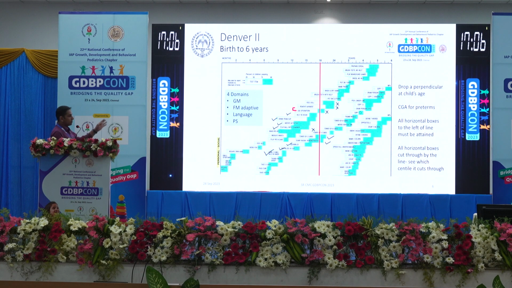And any horizontal box where the age line cuts through the shaded area, which is the 75th to 90th centile, if the child hasn't attained that, it is marked as a caution. And all horizontal boxes which end before the age line, if the child hasn't attained, you call it a failure. So if the child has more than one caution, or if the child has any one failure, that is identified as a red flag. And Denver 2 assesses all the 4 domains that are needed: gross motor, fine motor and adaptive are included in one domain, language, and personal-social. This can be easily done.